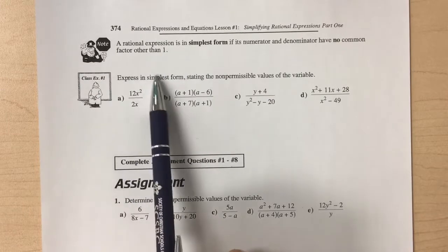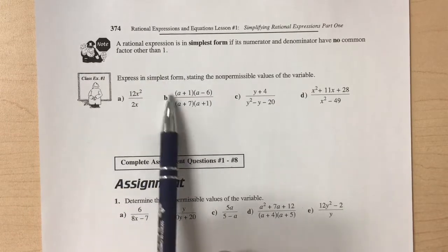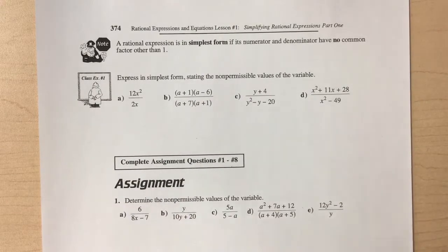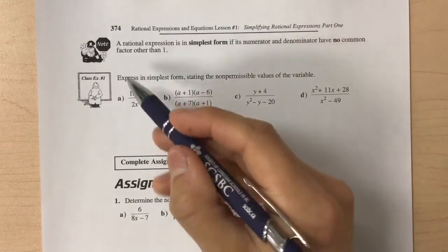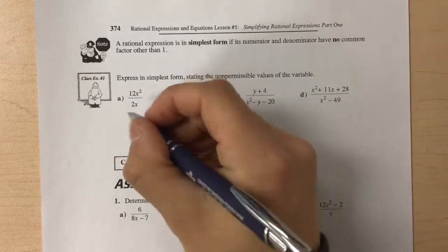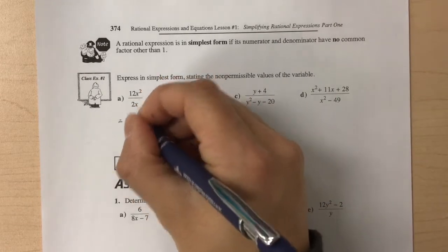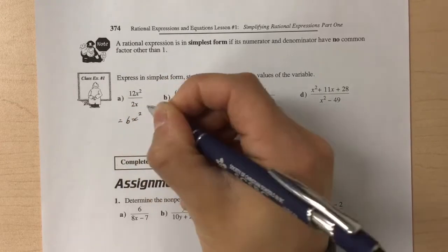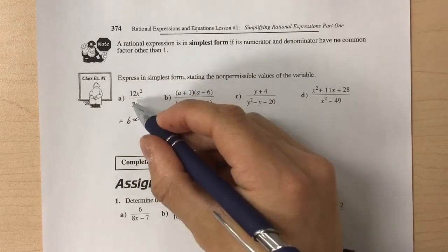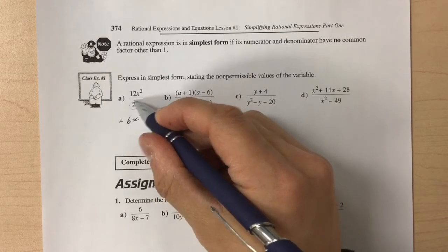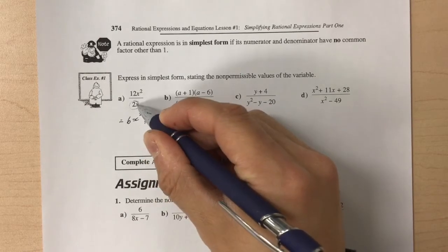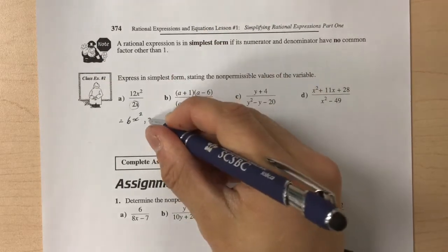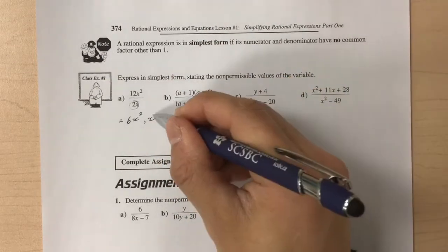So in this example, we're going to express our answers in simplest form, and we're going to state the non-permissible values of the variable. So 12x squared divided by 2x. So 2 goes into 12 6 times, and x goes into x squared x times. And our non-permissible values, if we look at this one here, if this were equal to 0, then we would have a divide by 0 error. So x cannot equal 0.